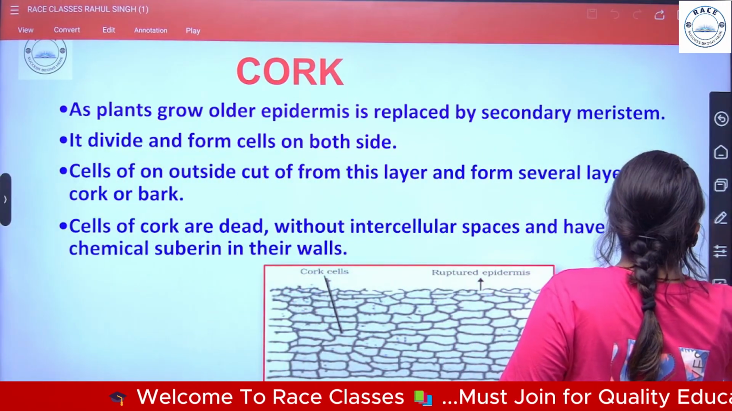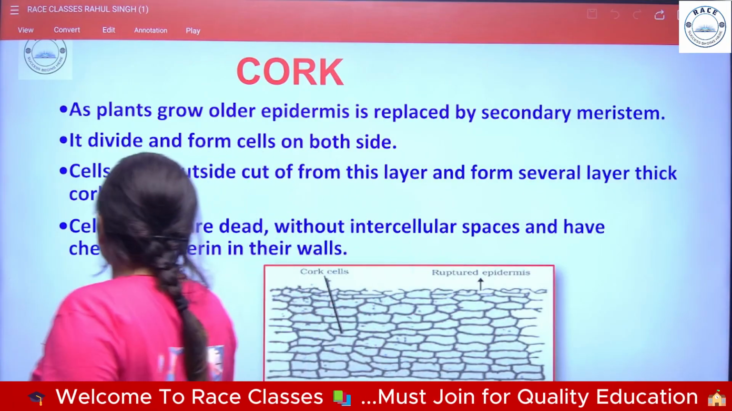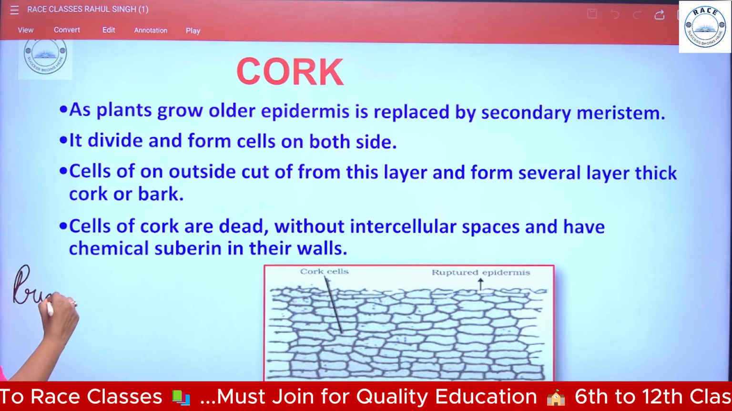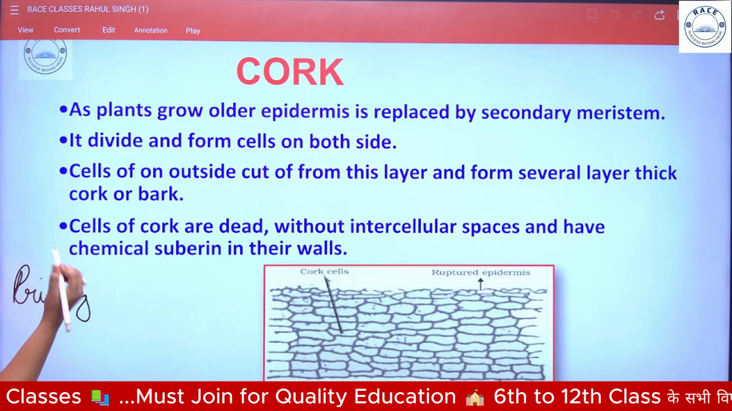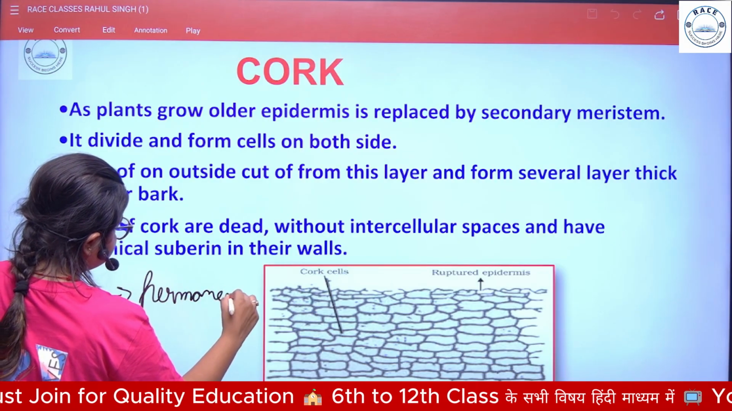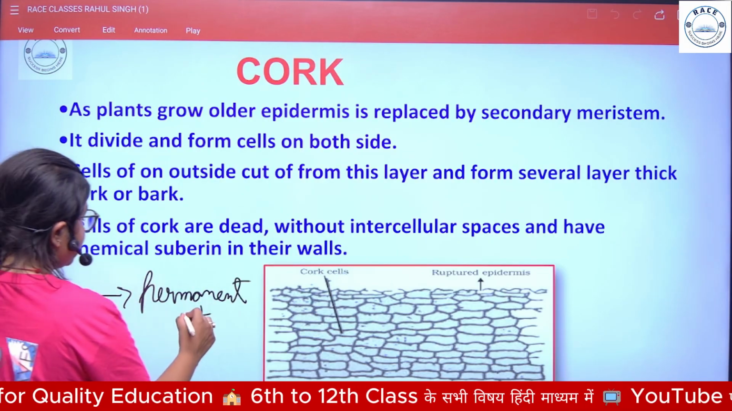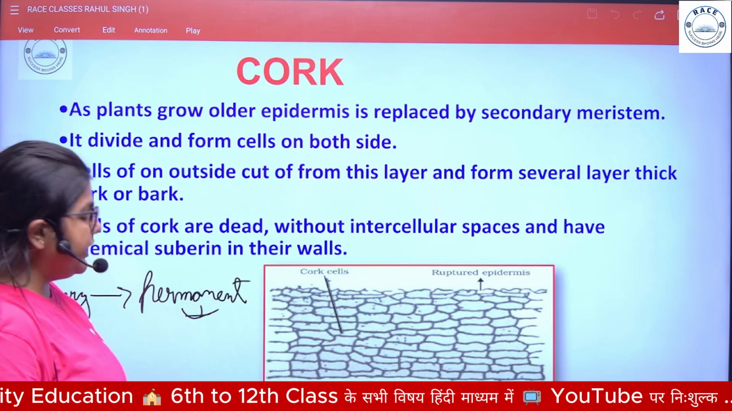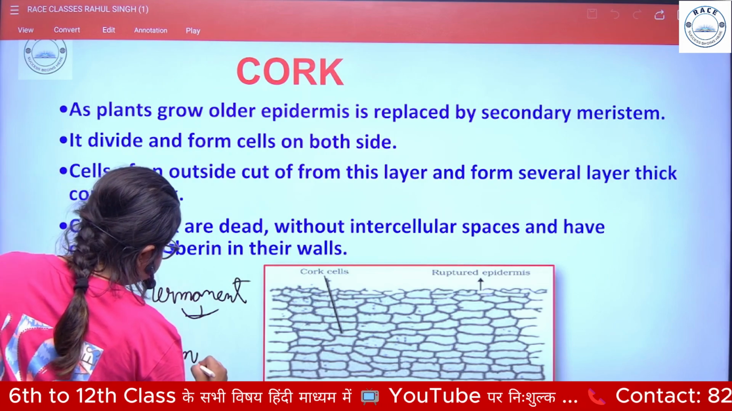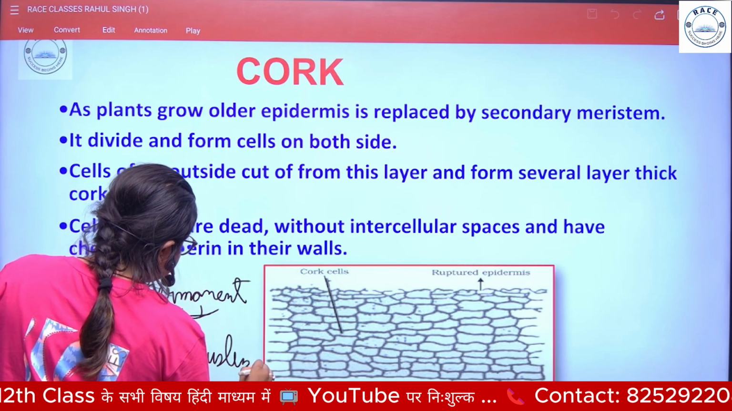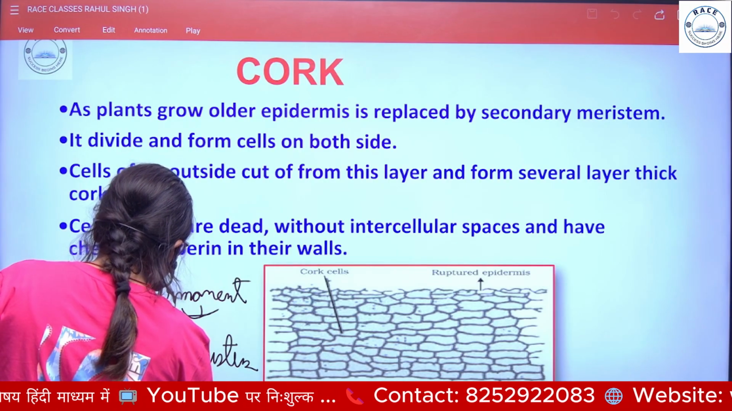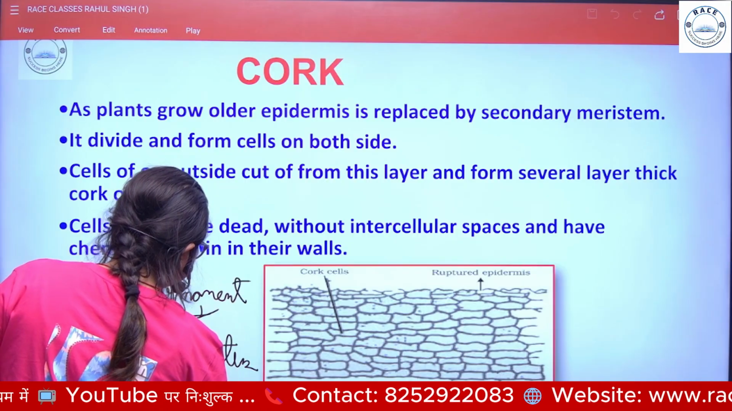Okay, so the primary meristem changes into permanent tissue, which, when it regains the ability to divide, further changes into secondary meristem, which gives rise to cork or bark.